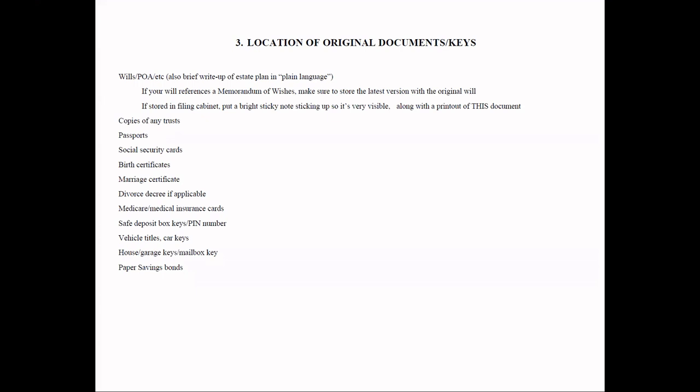The actual original vehicle titles are helpful to have. They can always get replacements, but it's helpful to have the originals. If you have extra car keys, nowadays car keys cost literally, what, $200 to have a keypad made or whatever. So you want to note the extras of those, house, garage, car, mailbox keys. And some people still have paper savings bonds. You may have them in a safe deposit box, or you may just have them stored away. You definitely want to document where those are.